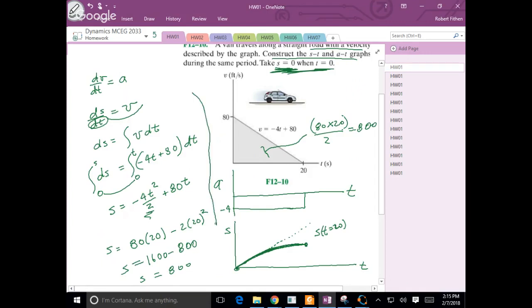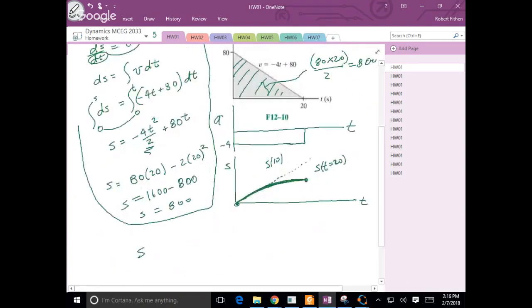So my point is, I guess you could do it this way, or you could just look at the area that's right back here to the left of it. So if somebody asks you, how far did it go in 10 seconds? One, you could go in here and put in 10. S is equal to 80 times 10 minus 2 times 10 squared, or 800 minus 200, or about 600.